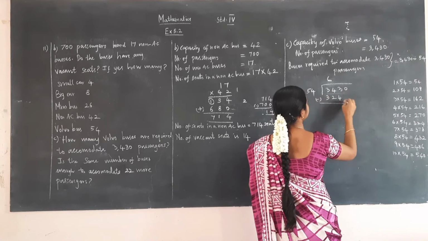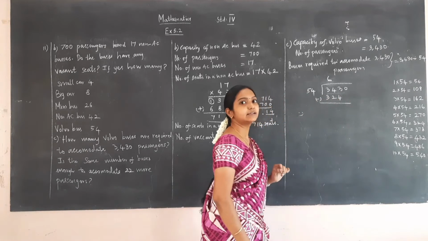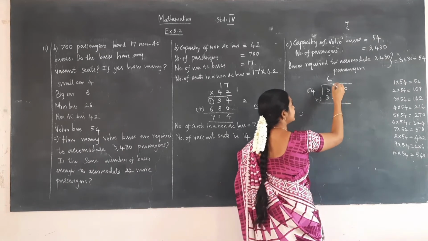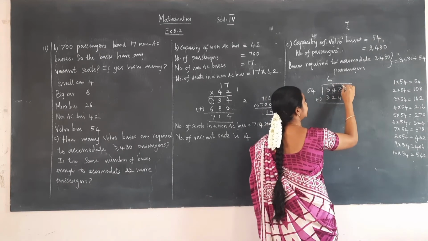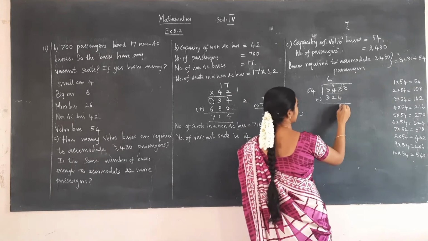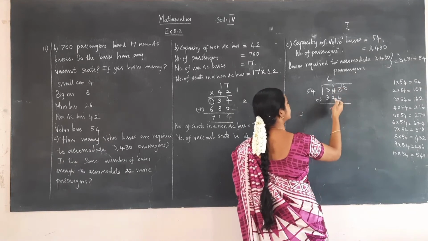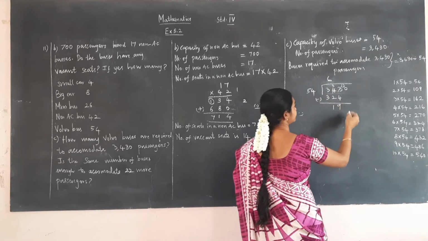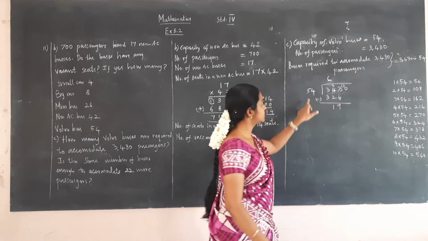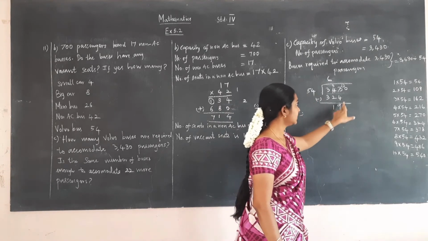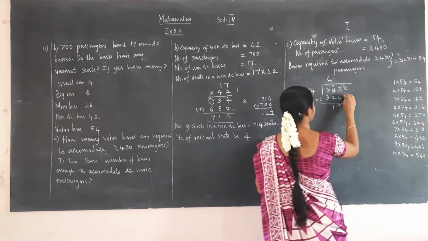Subtract. 4 is greater than 3, so we cannot subtract. So, borrow from the before number. 2 will be changed as 3 and 3 will be changed as 13. 13 minus 4 is 9. When we subtract 2 from 3, the answer will be 1. 19 is smaller than 54, so we cannot divide. So, we have to bring the 0 down.